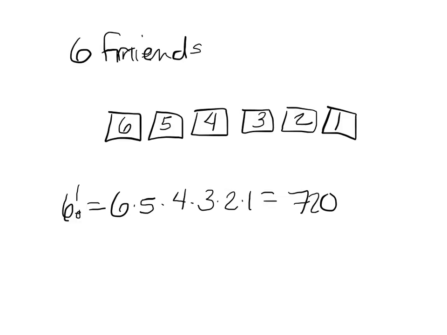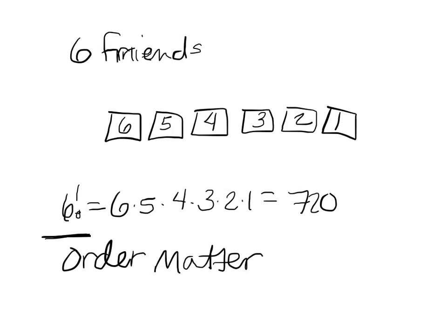Now, with this factorial business, one thing you need to remember is that order matters. Okay, this would not work if order didn't matter. If we didn't care what order these people sat in, there's one way you can all sit down then. You all sit down. So order matters. Remember that. If order doesn't matter, we don't want to use factorial.